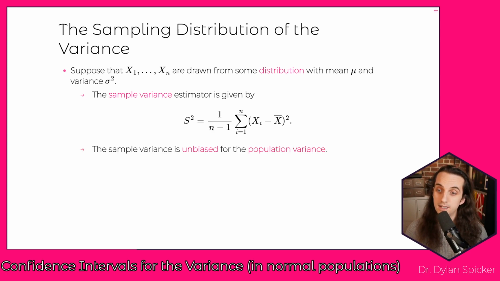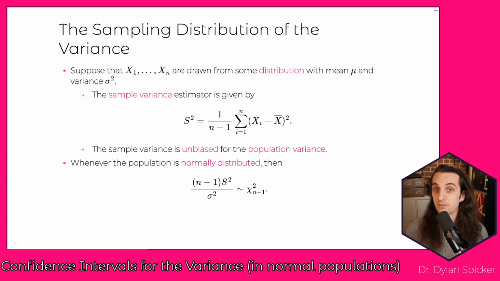Okay. If we have our estimator here, we know that it's going to be an unbiased estimator for the population variance, no matter what we're assuming about the population. However, if we're willing to assume that the population is normally distributed, then we have this modified version of s squared, right? So we take s squared, we multiply it by our sample size minus 1, and we divide by the true value. Then what this is going to give us is a chi-squared n minus 1 distribution, right?